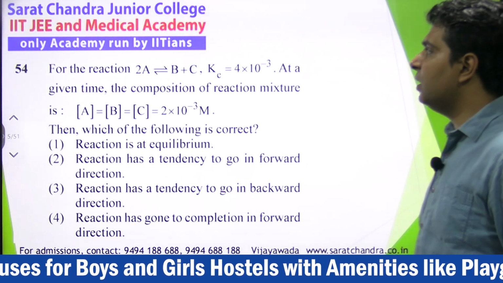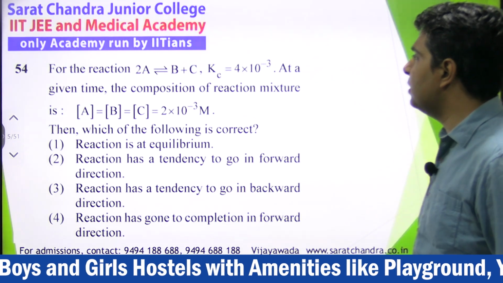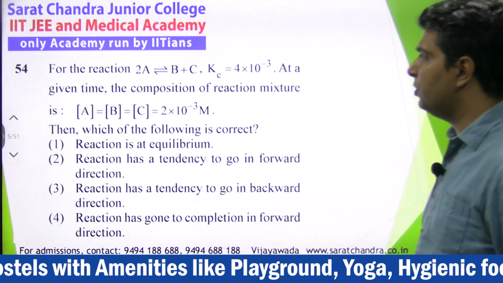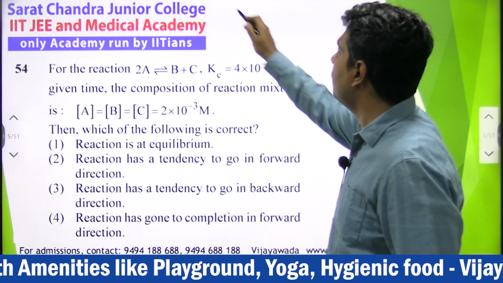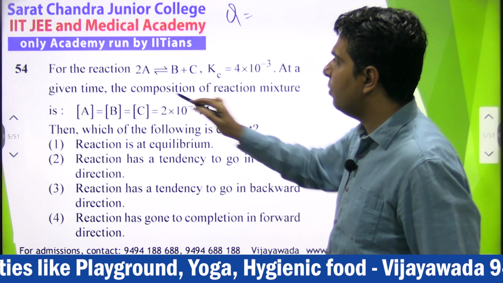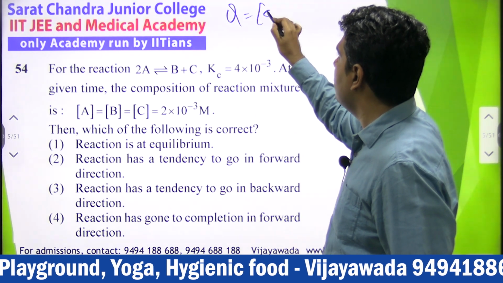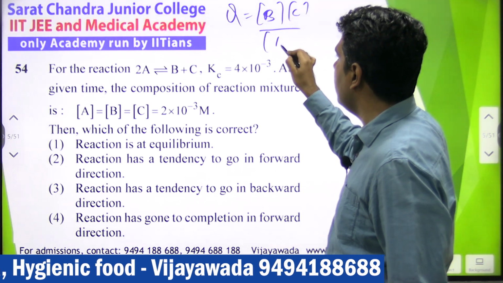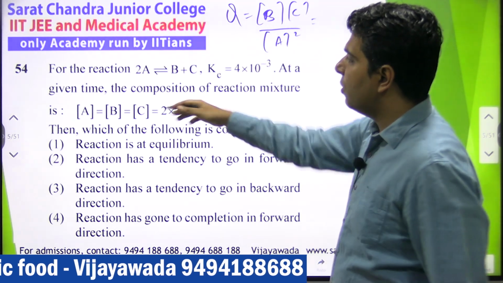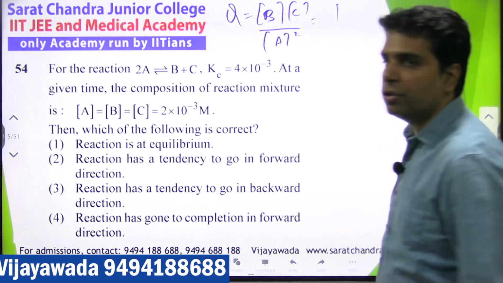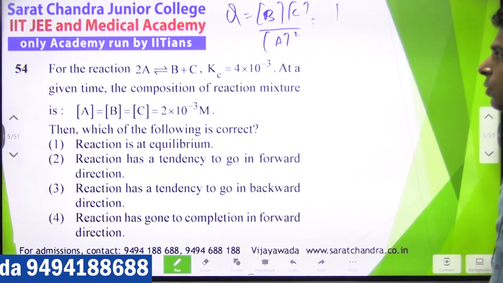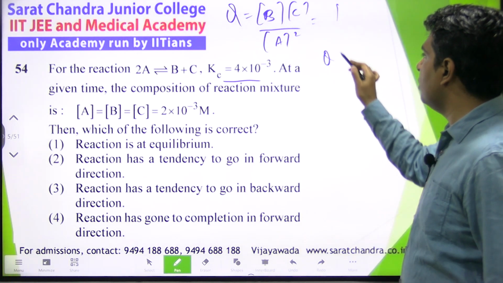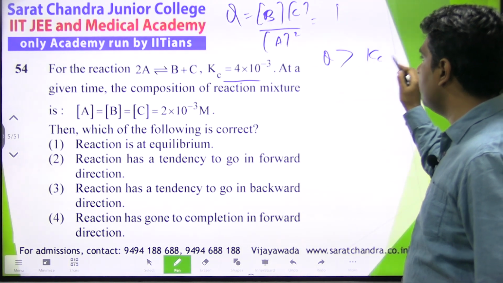Next question. For the reaction 2A giving B plus C, Kc is given. At the given temperature, the composition of reaction mixture is this. So let us first find out the reaction quotient from this. So Q equals concentration of B and concentration of C upon concentration of A whole square. Since all the concentrations are equal, the reaction quotient for this will come out to be 1, and equilibrium constant is 4 into 10 to the power minus 3. So reaction quotient is greater than equilibrium constant.